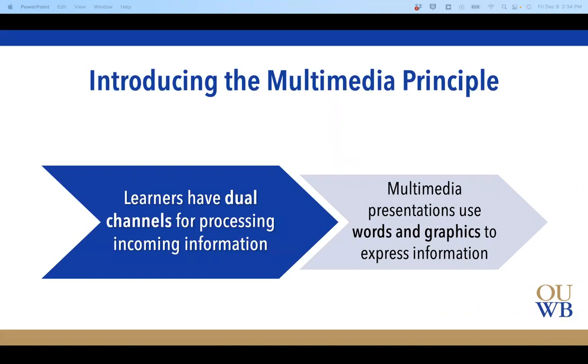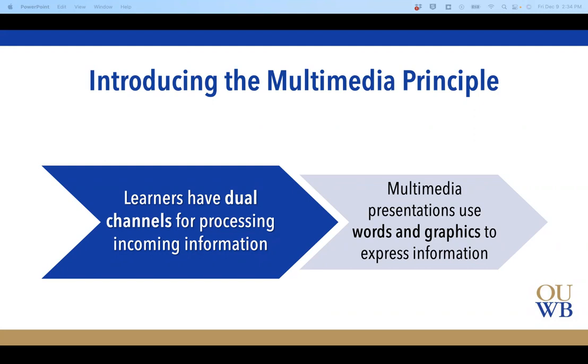So what's the premise here? Again, learners have dual channels for processing information. To effectively utilize both of those channels, you want to present multimedia presentations using words and graphics. Based on cognitive learning theory and research evidence, presentations should include both words. And remember, words includes both printed text, so things you see on screen, and spoken words. The example being what I'm saying to you right now. They also include graphics wherever possible. We want to see those things presented simultaneously to learners.